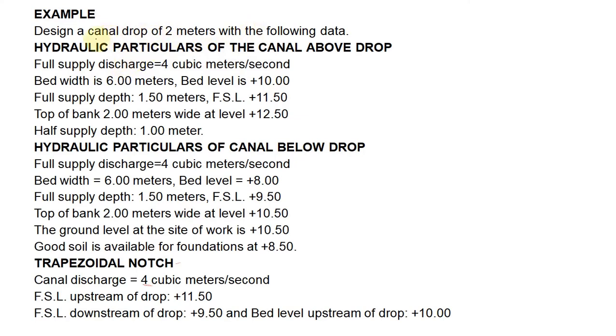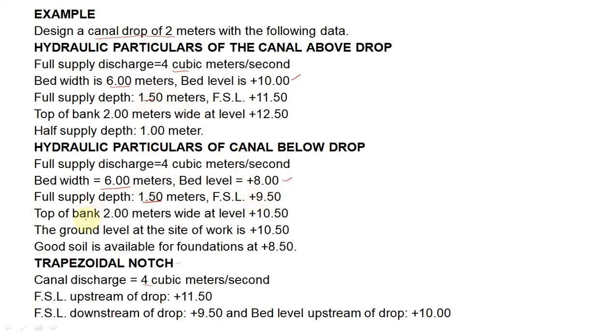So the canal drop is 2 meters. Total drop is 2 meters, and the hydraulic particulars of the canal above the drop and below the drop are given. So discharge, bed width on the upstream side and bed width on the downstream side. Here you can see the bed width on downstream side and upstream side is constant, 6 meters. That means the length of the drop wall is 6 meters. Bed level on upstream side is 10 meters. Bed level on downstream side is 8 meters. So the drop is 10 minus 8, 2 meters. Full supply depth is 1.5 meters on upstream and downstream side.